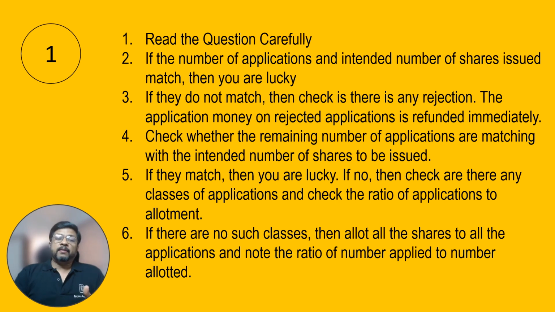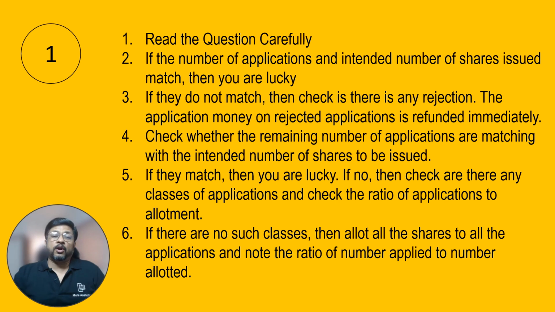Third situation, the company wanted to issue, let us say, 1 lakh shares but applications were received for 1,50,000 shares. 10,000 are rejected, 1,40,000 are remaining. Out of 1,40,000 you are going to issue 1 lakh. That means you have to question now what the procedure for issue is. Then check whether the problem is telling you about some classes, like applications for 20,000 shares were fully allotted and applications for 30,000 shares were allotted 1 share for every 2 shares applied, etc. So are there any classes given? Then check the ratio of applications to allotment.